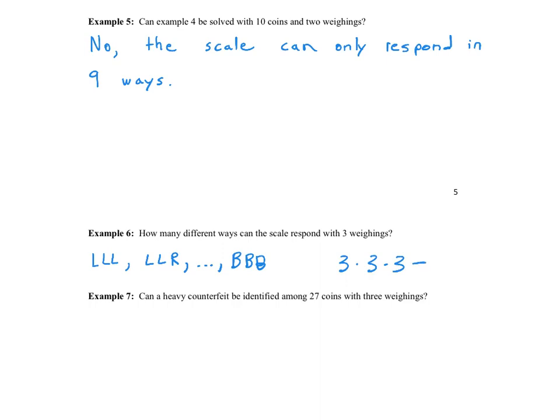So in this case, there would be 27 possible different ways the scale can respond. So could a heavy counterfeit be identified among 27 coins? Well, yeah, just similar to how we did it before. The answer there is yes as well.